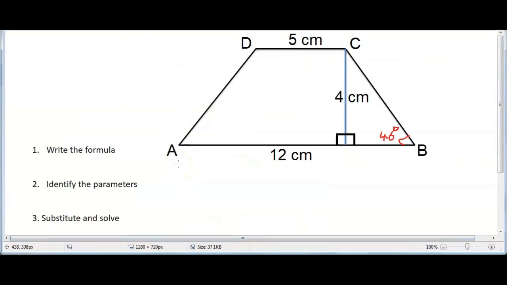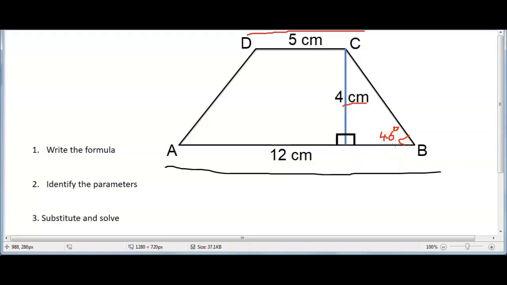ABCD is a trapezium in which the line AB is parallel to the line DC. Line AB is of course 12 centimeters and line DC is 5 centimeters. But BC is the height of the trapezium and is the same thing as 4 centimeters. There's an angle of 46 degrees.